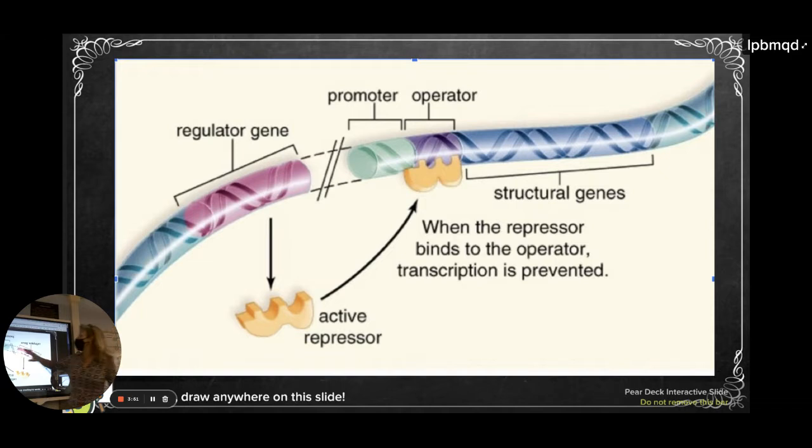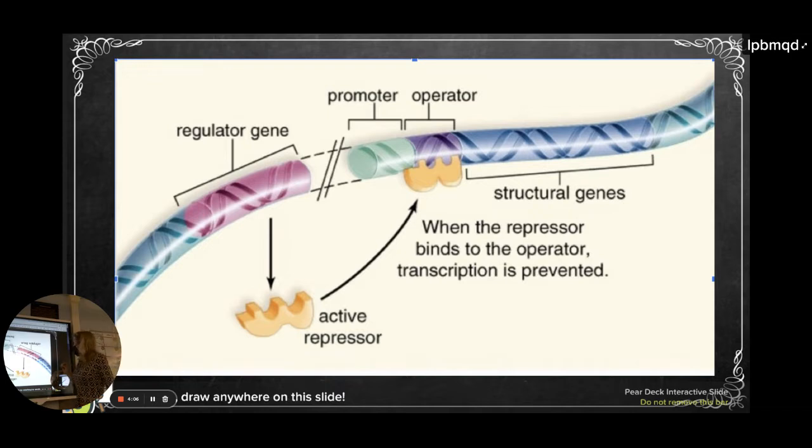So it cannot transcribe these structural genes, whatever those are coding for. It can't transcribe those or get them translated because the repressor is blocking its ability to bind. So that's the first premise we need to get and understand.